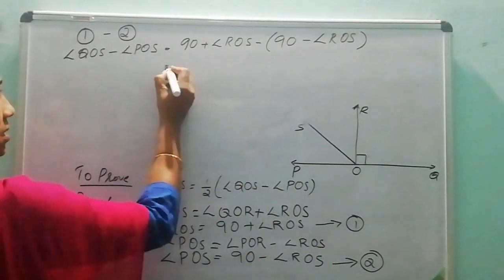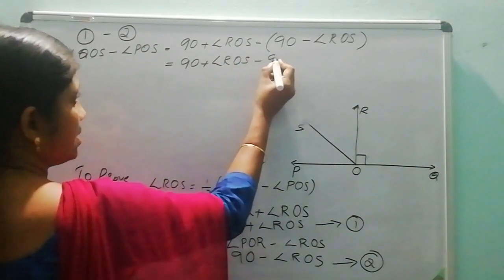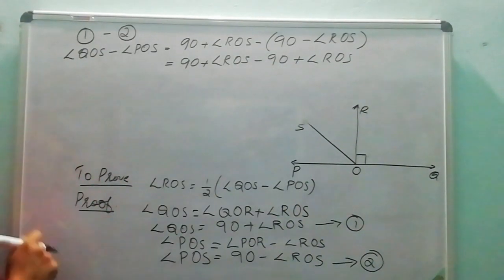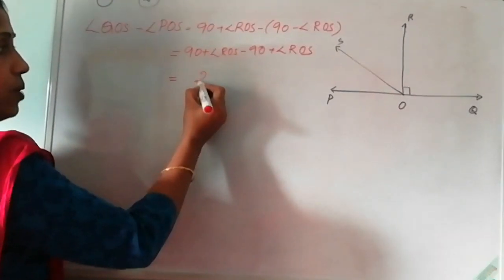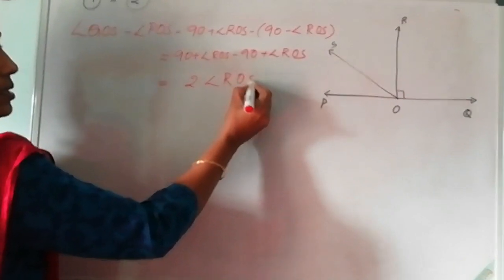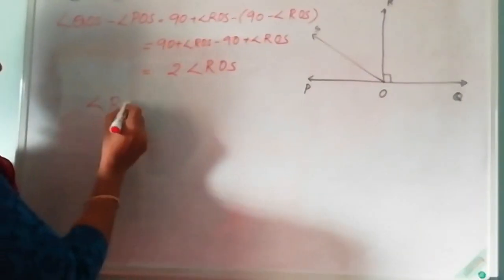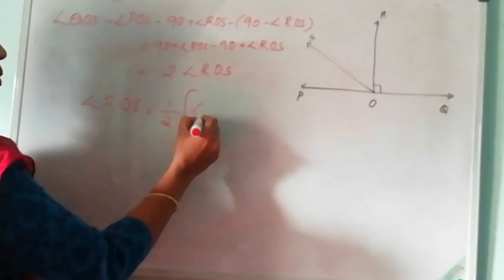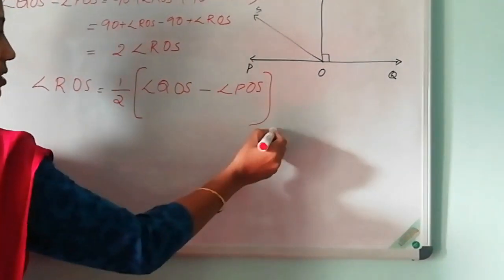Then open the bracket: 90 plus angle ROS minus 90 plus angle ROS. Here 90 minus 90 will cancel. So angle ROS plus angle ROS is 2 angle ROS. So angle QOS minus angle POS is equal to 2 angle ROS. Therefore, angle ROS is equal to half into angle QOS minus angle POS. Thus, we got the answer. This is what you had to prove.